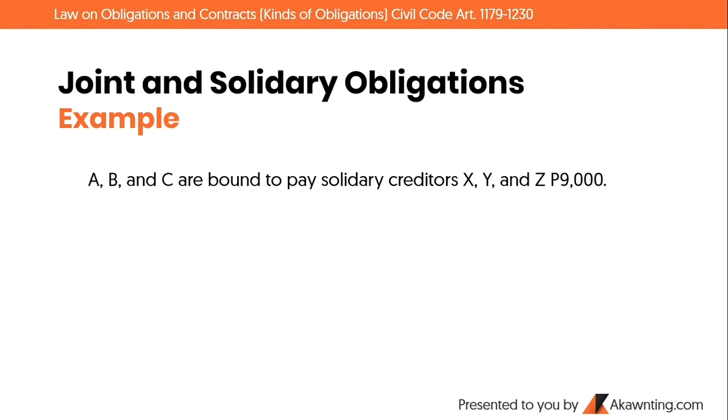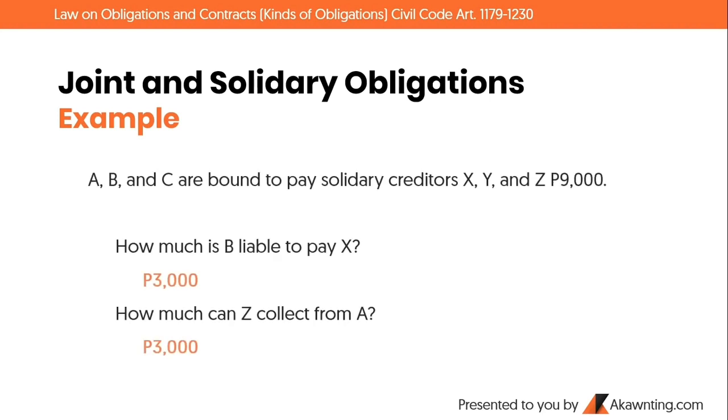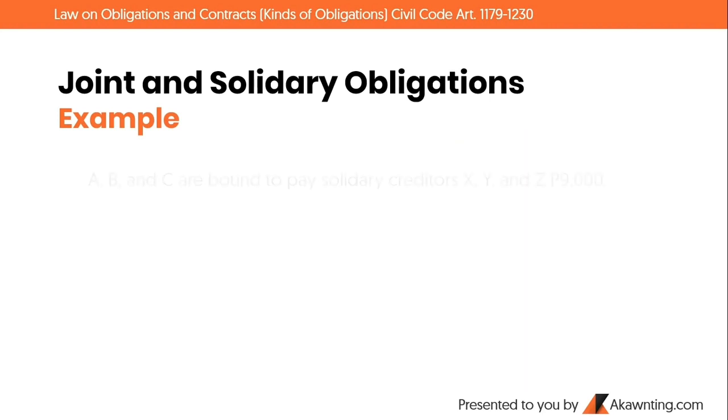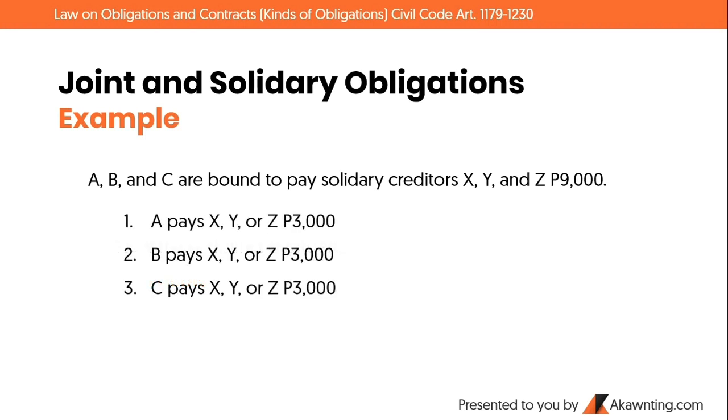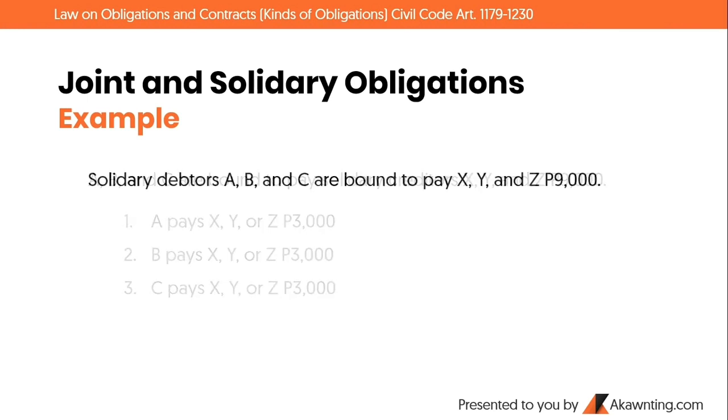Okay, this time, ano to? Okay, ano yung example natin kanina? Okay, so nagtatanong this time, same example pa rin, how many distinct debts? So, there are only 3 debts. So, ano yung mga yon? Okay, ito, magandang pagkakasabi dito. A pays X, Y, or Z 3,000. B pays X, Y, or Z 3,000. And C pays X, Y, or Z 3,000. Okay? So, ayan.